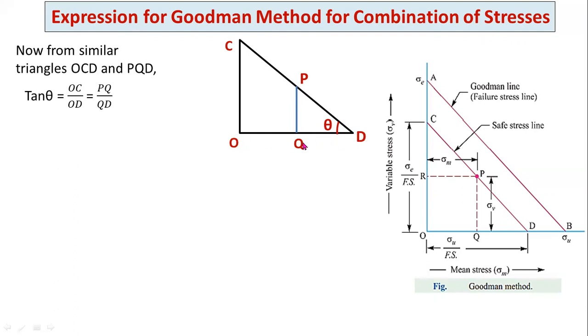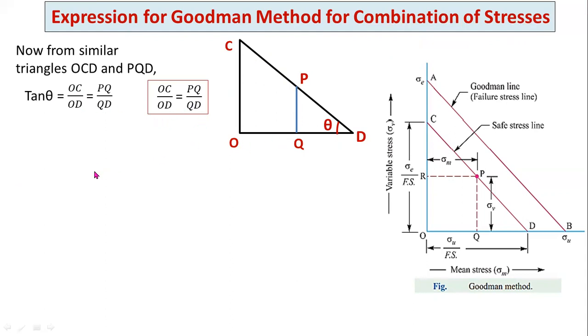So tan theta for triangle OCD equal to OC by OD. In a similar way, for the small triangle, tan theta equal to the opposite side PQ divided by the adjacent side QD. So tan theta equal to OC by OD and tan theta equal to PQ by QD. Okay, so the angle is the same. That's why OC by OD equal to PQ by QD.